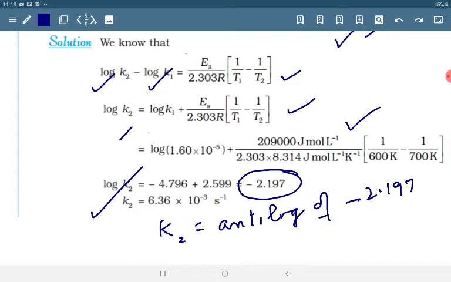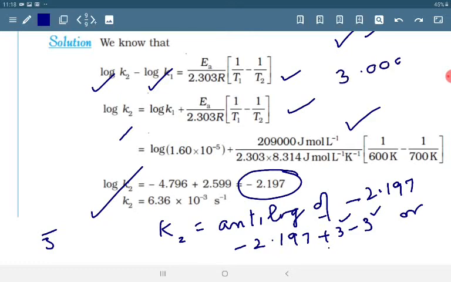This is minus 2. So we'll take here minus 2.197 plus 3 minus 3. Means we have to add one digit, 2 plus 1, 3. So we write here plus 3 minus 3. Or we may write from here 3 bar, minus 3 is written as 3 bar. And subtract this from 3, subtract 2.197. That means 3.000 minus 2.197. It will come out to be 0.803.